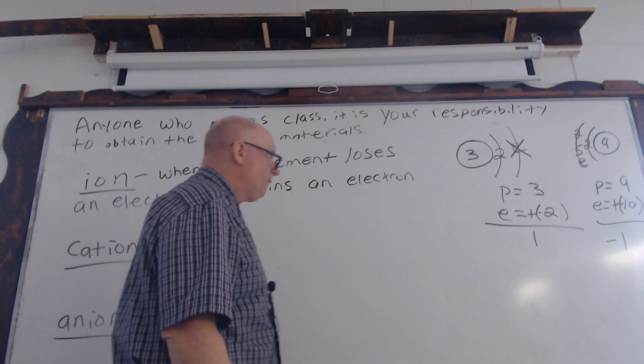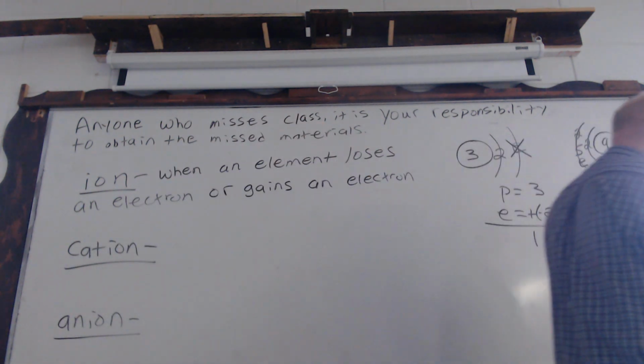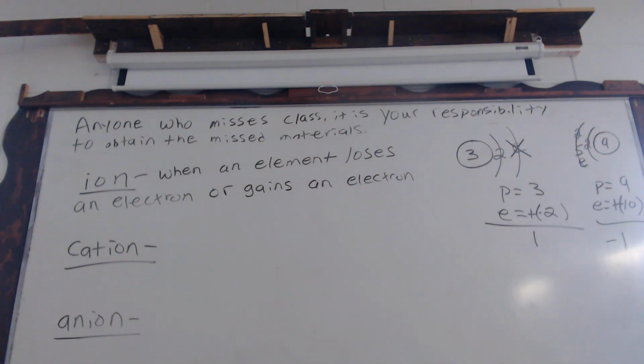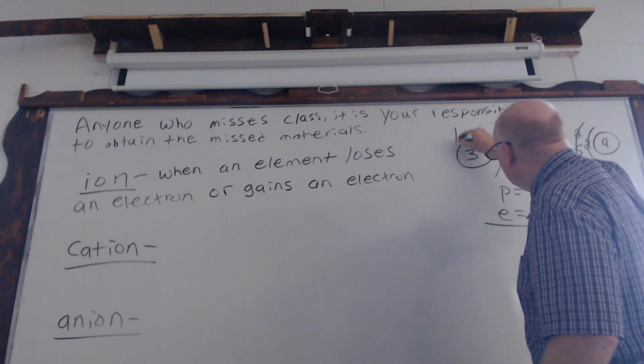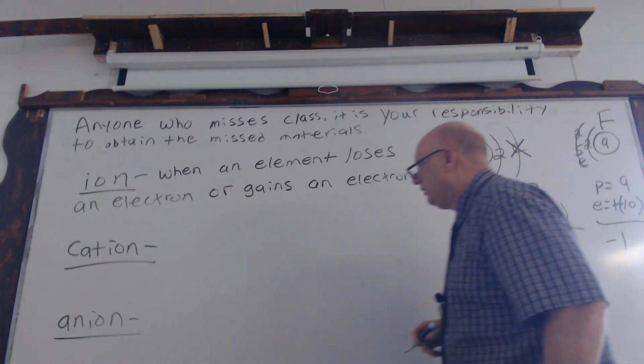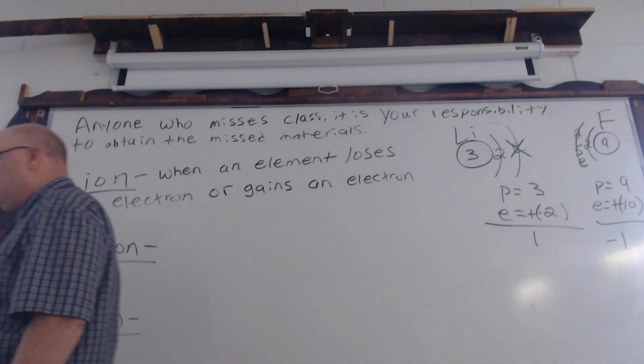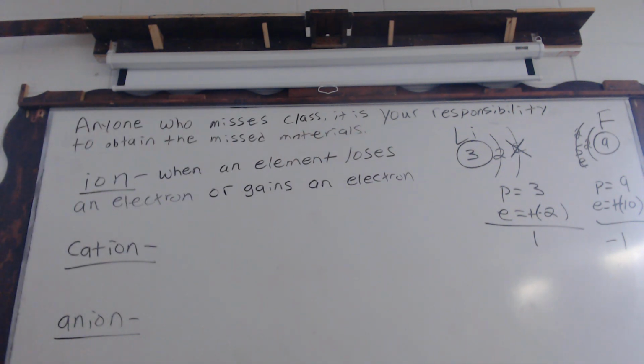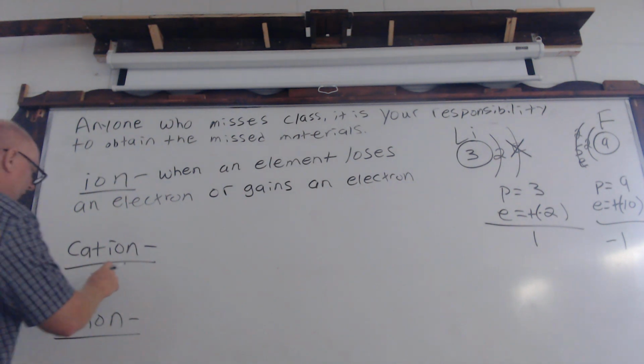Okay. So then cations and anions refer to a charge. So you got a 50-50 chance. If this is lithium, which it is, this one's fluorine, which it is, which one forms the positive charge? Lithium. Lithium does. So therefore, that is a cation.